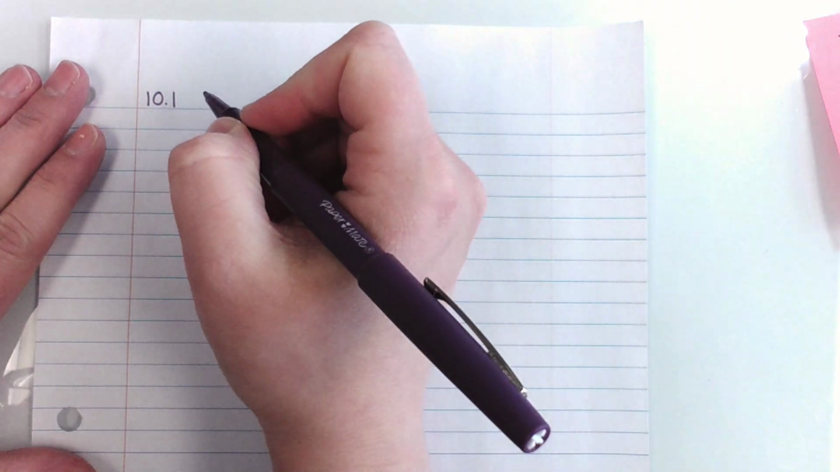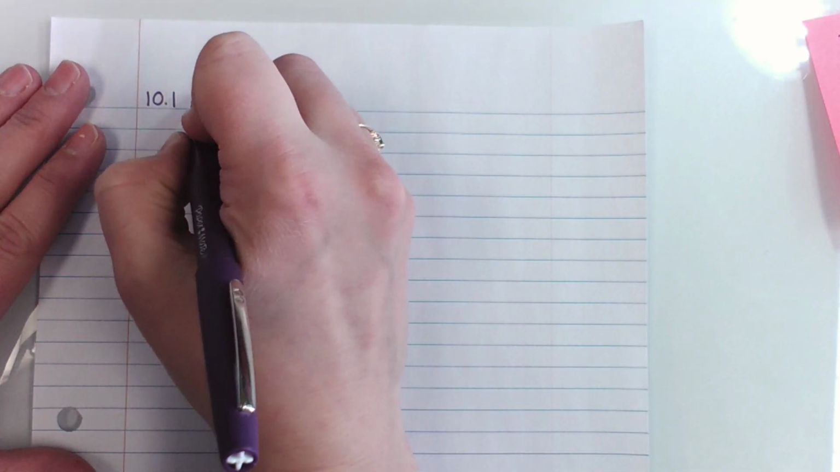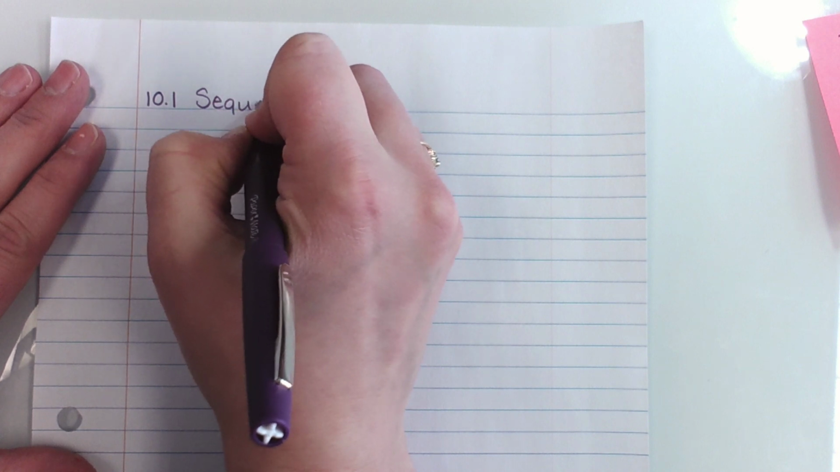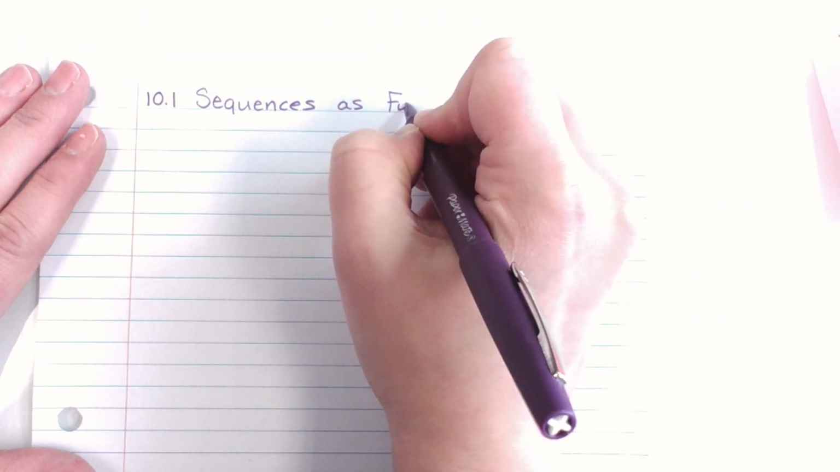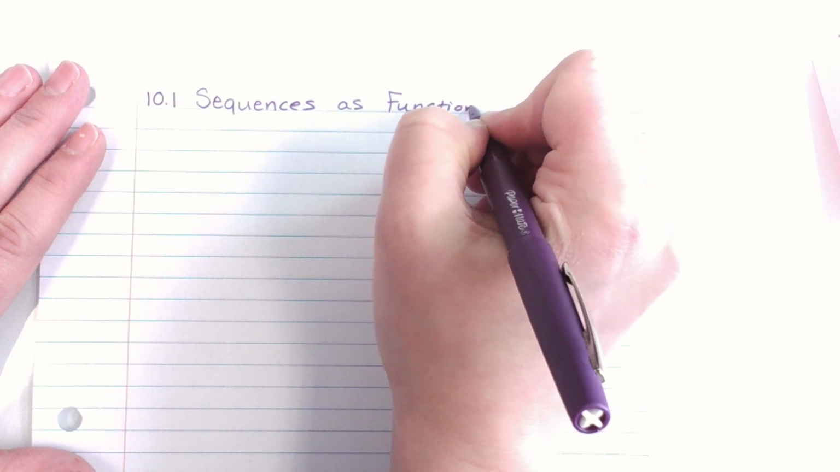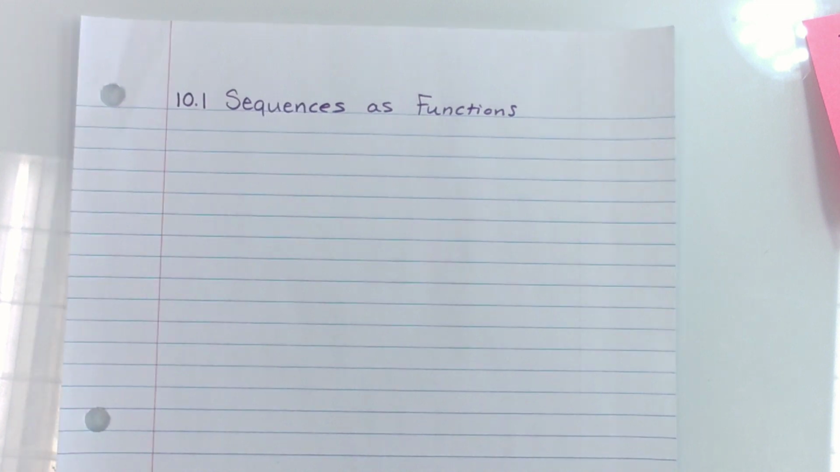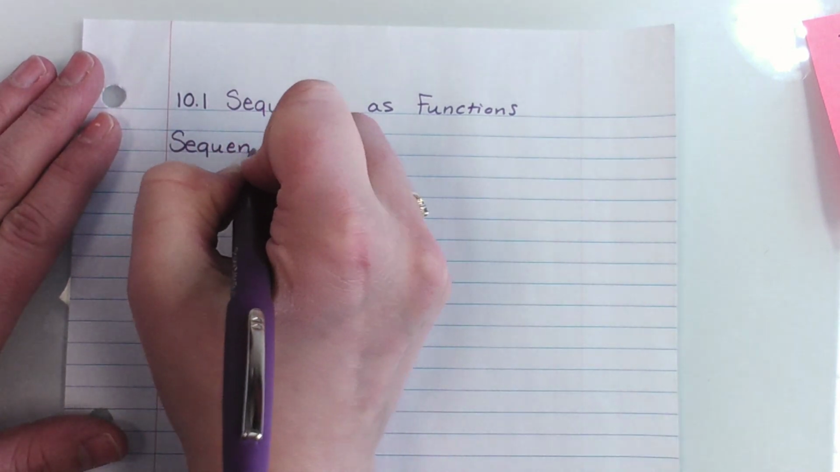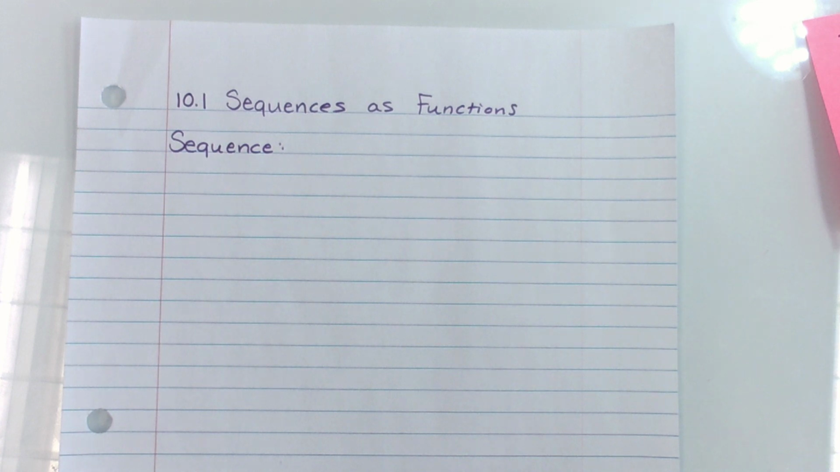If you haven't already written a title, you should maybe have a title on your notes. 10.1 is called Sequences as Functions. First thing we're going to focus in on is what does it mean for something to be a sequence?